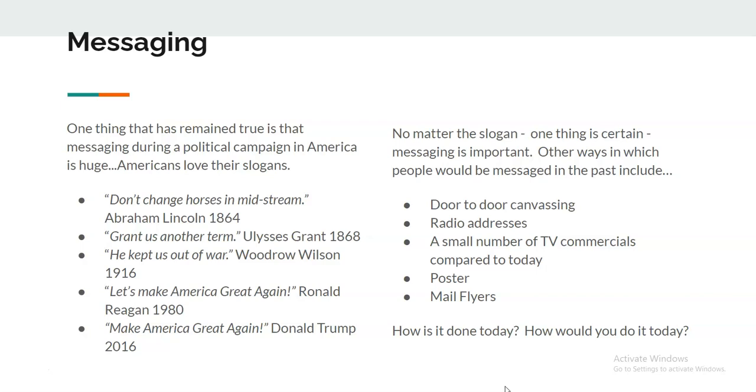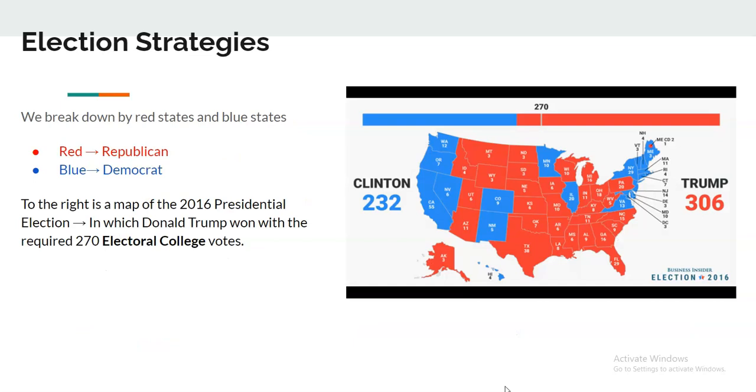Messaging is important. Other ways in which people would be messaged in the past include door-to-door canvassing, radio addresses, a small number of TV commercials compared to today, posters, and mail flyers. How is it done today, and how would you do it? These are some questions that you will be considering when completing your assessment.